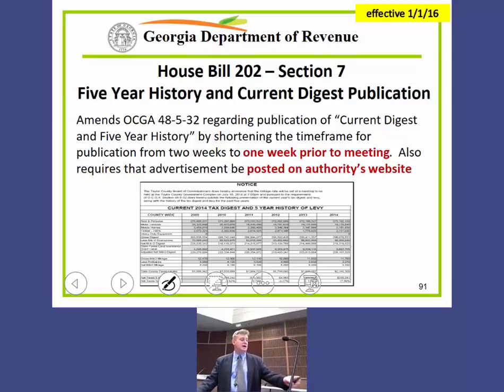Well, let me back up. Special district levies do not have to be advertised for the current 5-year history. Usually most counties just do the M&O millage rate, which is all that we, by policy, require the counties and the cities to do. Okay?